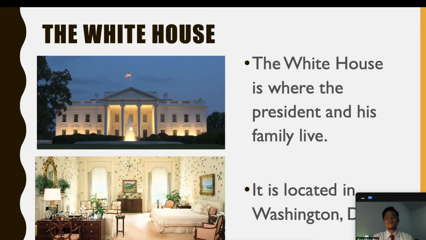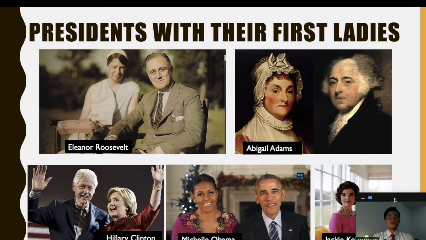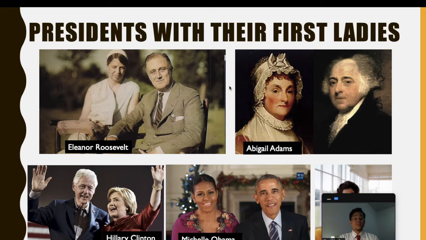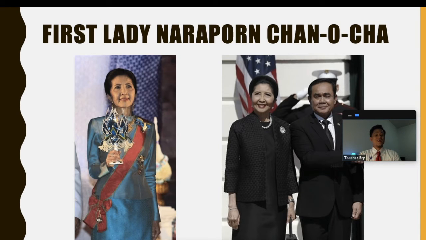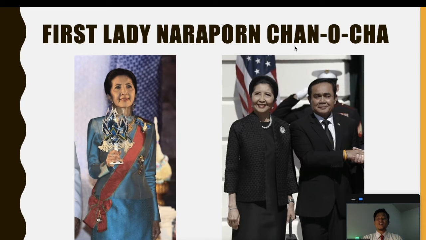This is how it looks like inside. And here are some of the presidents with their first ladies. So this is Eleanor Roosevelt, the First Lady of Roosevelt. Abigail Adams, the First Lady of President Adams. Hillary Clinton, the First Lady of President Clinton. Of course, Michelle Obama, and Jackie Kennedy, the wife of former President Kennedy. I will tell you all their names later in the story. And of course, in Thailand, our First Lady here is Narapon Chanocha, the wife of our Prime Minister.